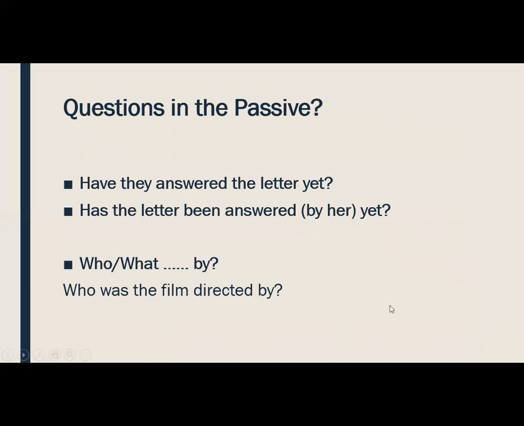Well, to ask questions in passive, we follow the same rules as for the statement, but keeping in mind that the verb is in the interrogative form. Have they answered the letter yet? Has the letter been answered by her yet? When we want to find out who or what performed an action, the passive question form is who by or what by. Who was the film directed by?